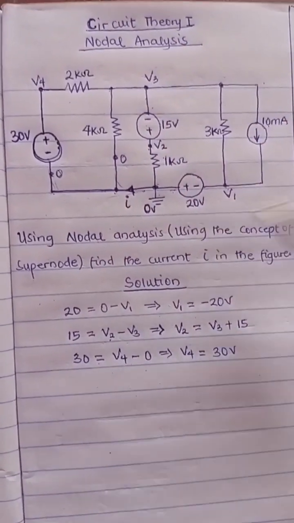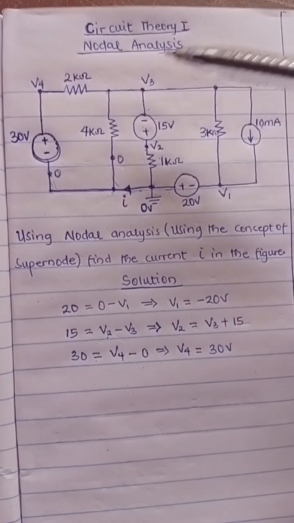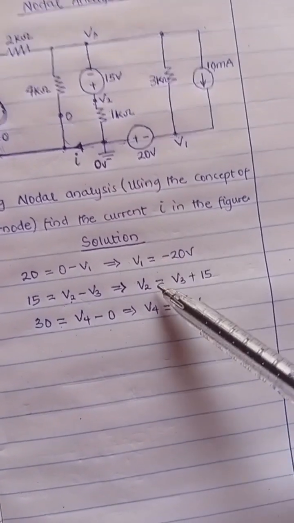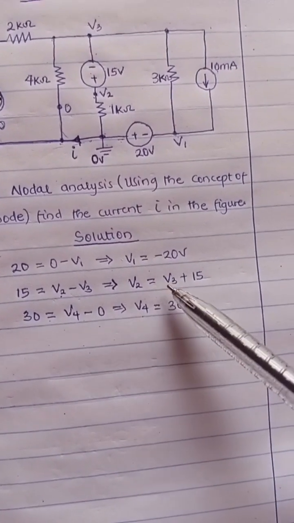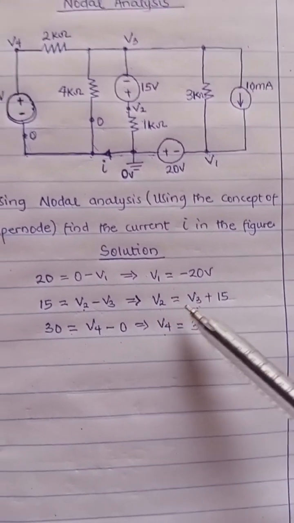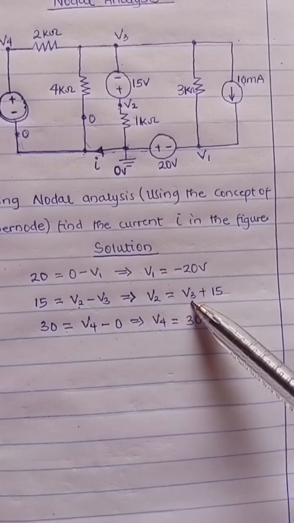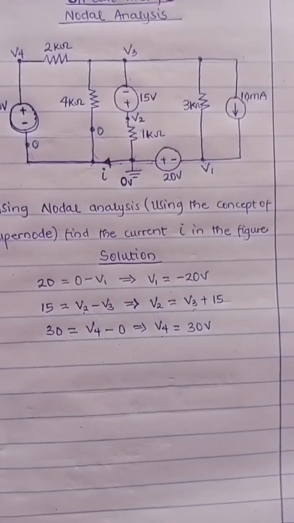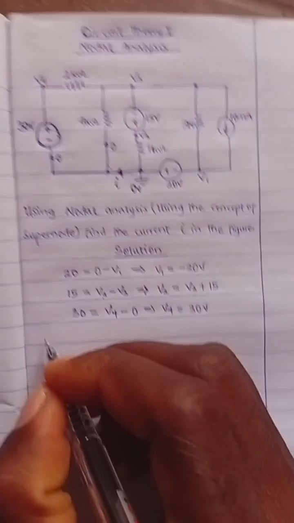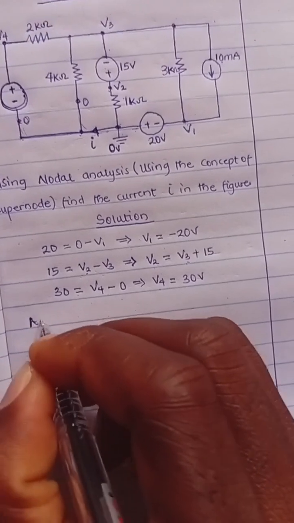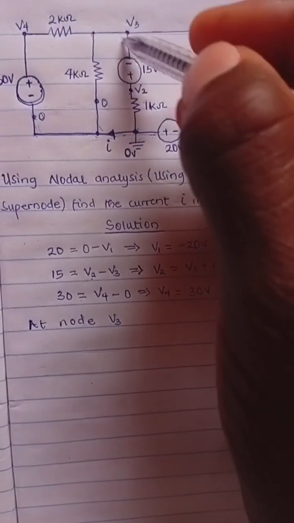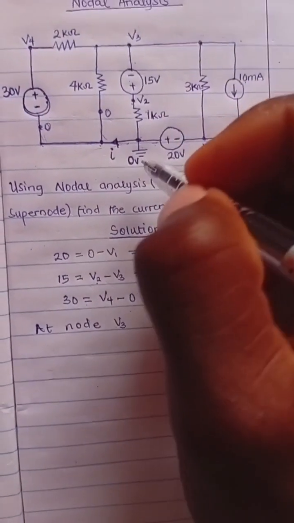From this diagram, we will see that the only missing or unknown voltage is just V3. We know V1, we know V4, but we don't know V3. And once we know V3, we automatically also know V2. So the knowledge of V2 depends directly on V3, right? So this is what we'll do. We'll write a KCL node equation at node V3.